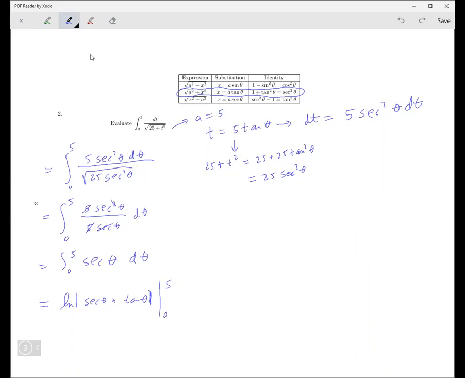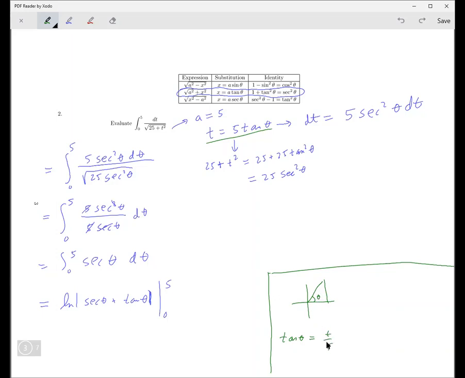Okay, so now what you want to do is go ahead and substitute back. We have our theta here. We know that t is 5 tangent theta. So if you solve this for tangent theta, you get t over 5.